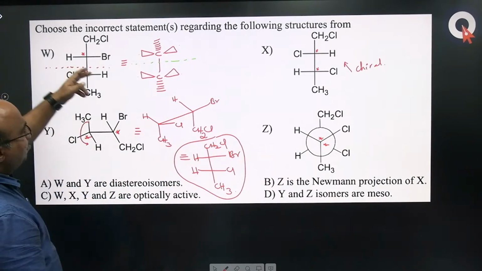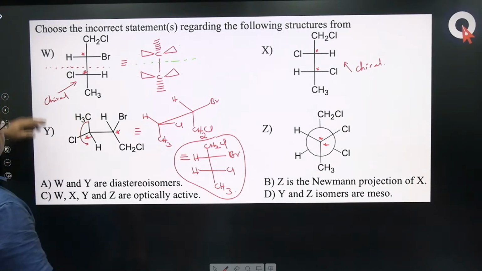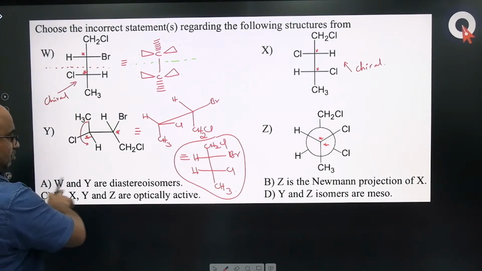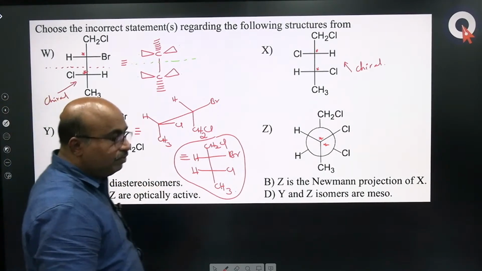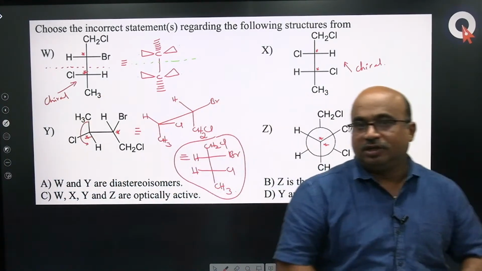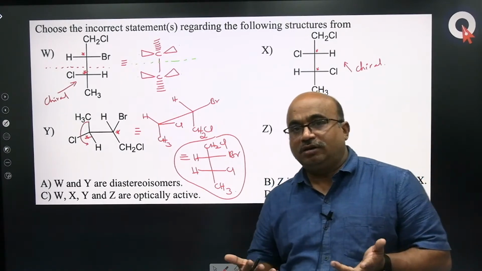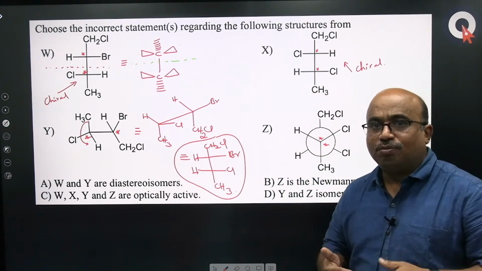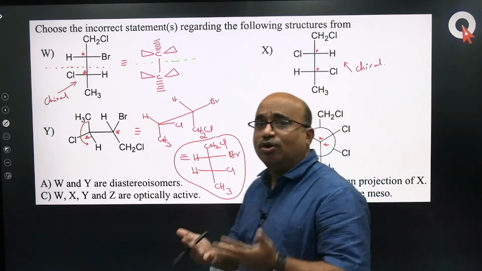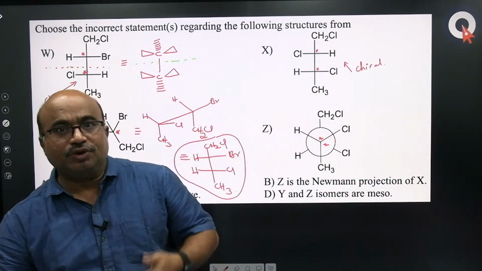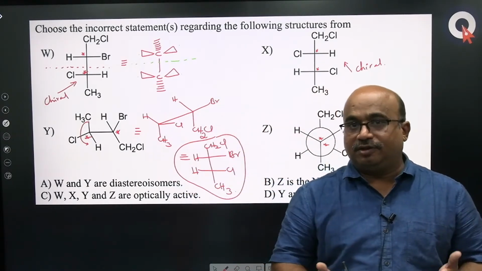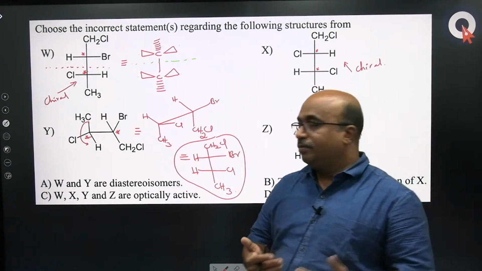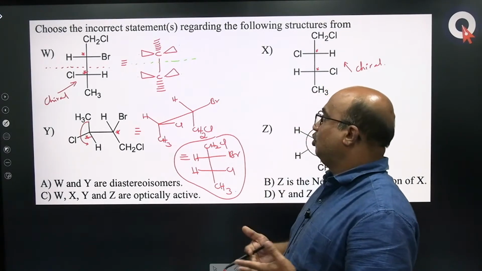Anyhow, we have to compare only these two, W and Y. What is the first option for us? W and Y are diastereomers. So what is meant by diastereomers? Those which are not mirror images of one another, as well as not superposable on one another. Which are not mirror images as well as not superimposable, they are diastereomers.